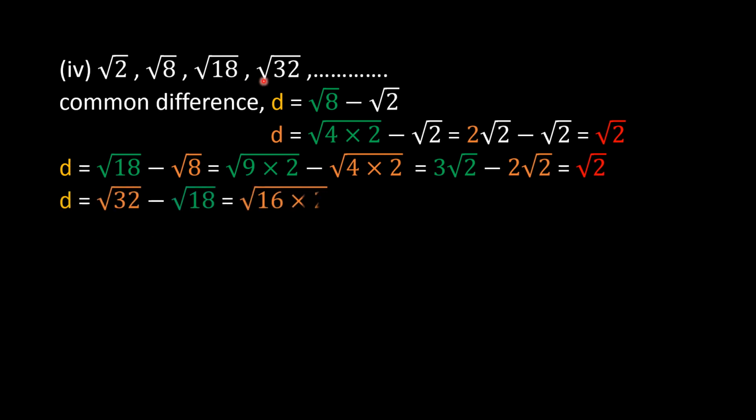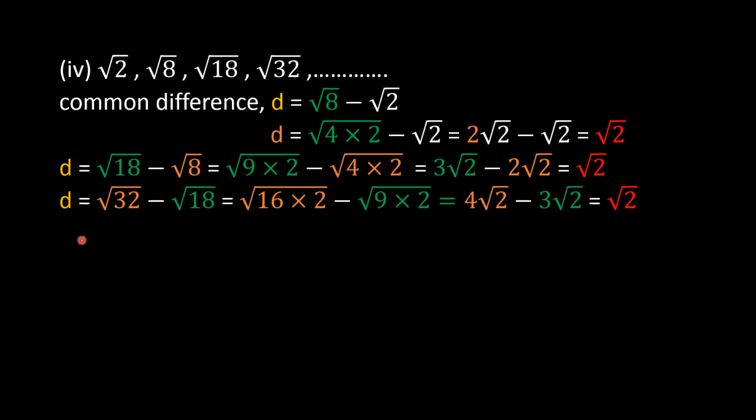Now we will use the fourth term and the third term to find the common difference d. So we have root 32 minus root 18. Root 32 can be written as root 16 multiplied by 2. Root 18 can be written as root 9 multiplied by 2. Root of 16 will be 4. Root of 9 will be 3. So we get 4 root 2 minus 3 root 2. And 4 root 2 minus 3 root 2 will be root 2.